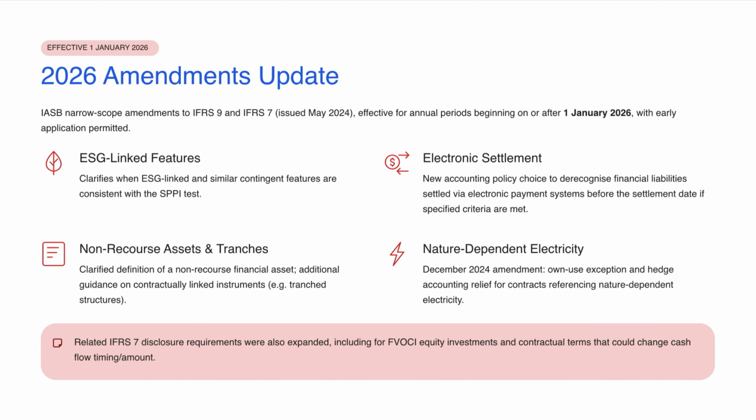These are amendments students should be aware of, particularly when studying current IFRS requirements. But don't let these updates distract you from the core IFRS 9 framework. The fundamentals remain: classification, measurement, impairment, derecognition, hedge accounting.